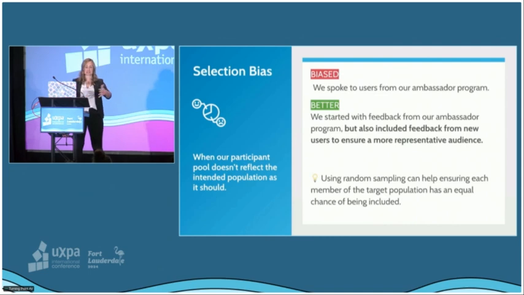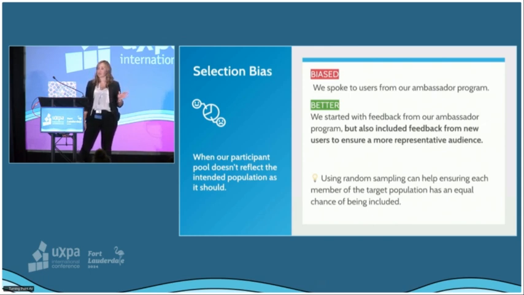If you're trying to understand all of your users, and you're talking to people on your ambassador program, we're looking at people who are very intimate with the software, who are probably advanced users, who understand our processes, who know who to talk to. These are not like your general run-of-the-mill intermediate or new entry-level users. So maybe a better way to do this would be, we started with feedback from our ambassador program, but we also included feedback from new users to ensure a more representative audience. Random sampling can also help with this one.